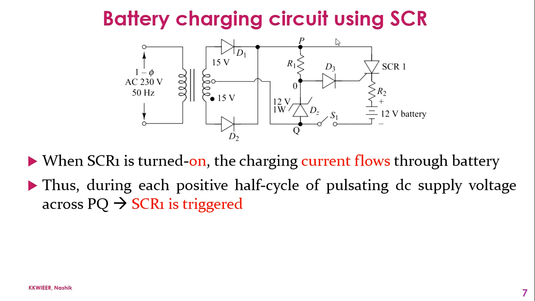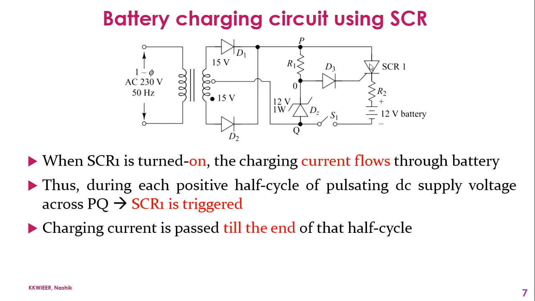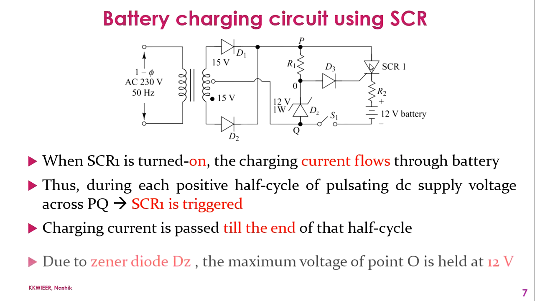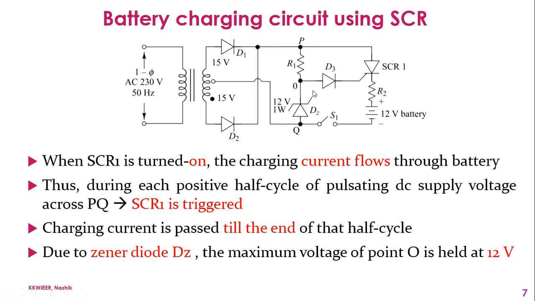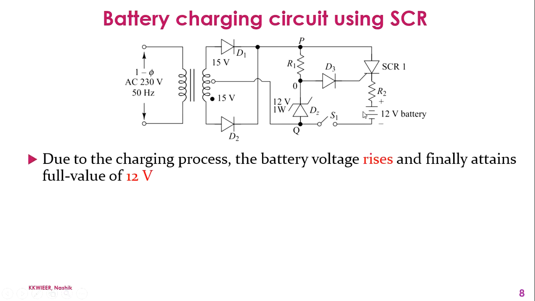Thus, during each positive half cycle of the pulsating DC supply voltage across PQ, this SCR will get triggered. The charging current is passed till the end of the half cycle. Due to the Zener diode DZ, the maximum voltage of point O is held at 12 volt. So due to this, the battery voltage rises and finally attains the value which is equal to this 12 volt.